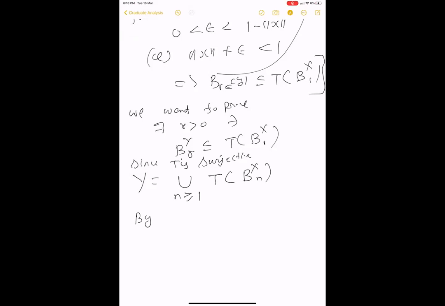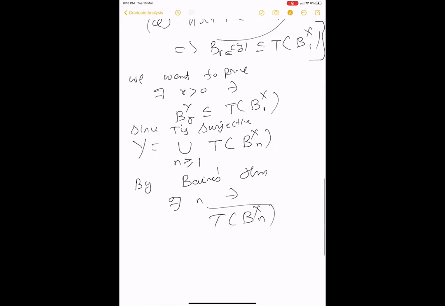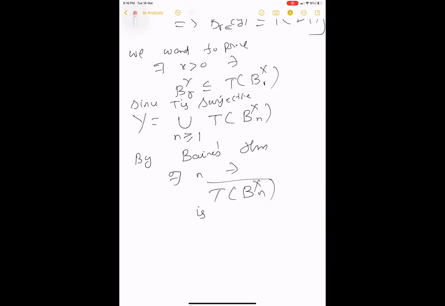So by the Baire category theorem, there exists an n such that the closure of T of B(x, n) has an interior. Y is a complete metric space, and we are writing it as a countable union of some sets. So it cannot be written as a countable union of nowhere dense subsets. So at least one of the sets is not nowhere dense. That is, its closure has an interior. That's what it means to be not nowhere dense.